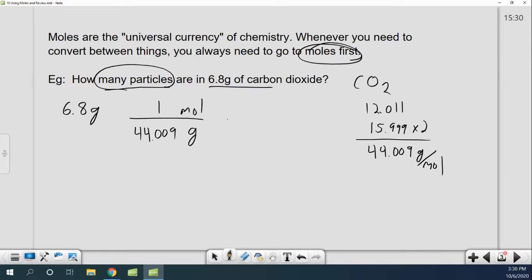Now that turns me into moles. Can I change moles into particles? Of course I can. There is a moles into particles conversion factor. 1 mole is Avogadro's number, 6.02 times 10 to the 23. That's why this number is so fundamental. It allows us to convert between whatever we want. So now I've canceled grams and canceled moles. I'm going to take 6.8, divide it by 44.009, and then times that by 6.02 times 10 to the power of 23. I should get a real big number because I'm looking at number of atoms, or I guess molecules in this case.